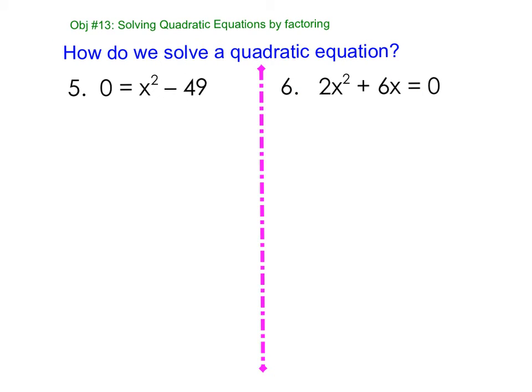All right, pause the video. I want you to try this on your own. These are not MC charts, though, so look at what kind of factoring this is. So number 5, we've got x squared minus 49. That's a difference of squares, right? So 0 equals x plus 7, x minus 7. Set each of them equal to 0.